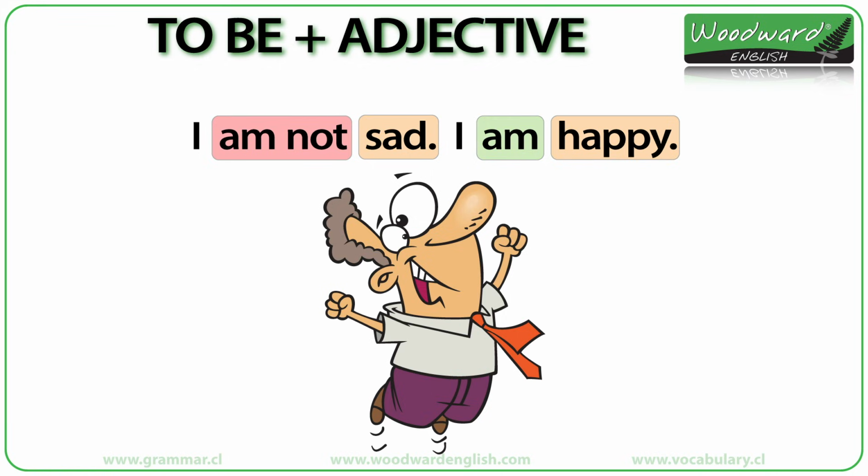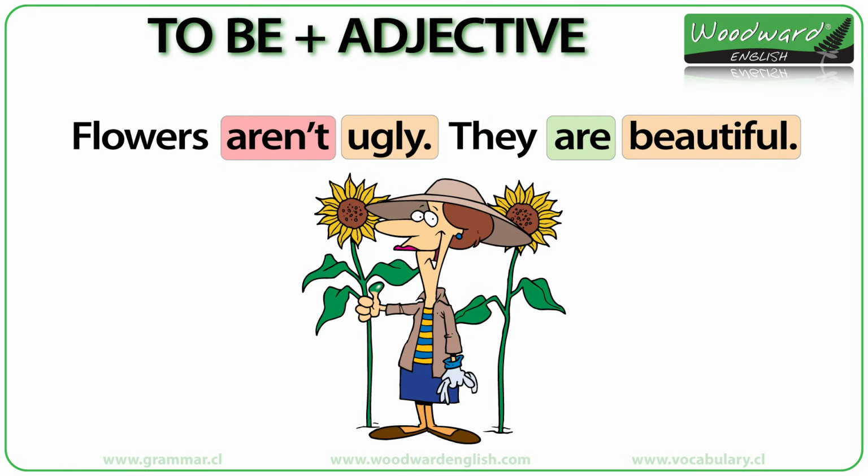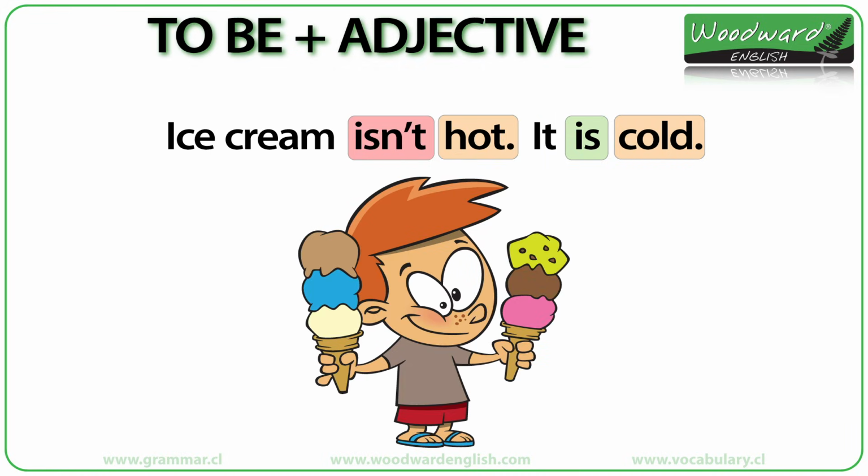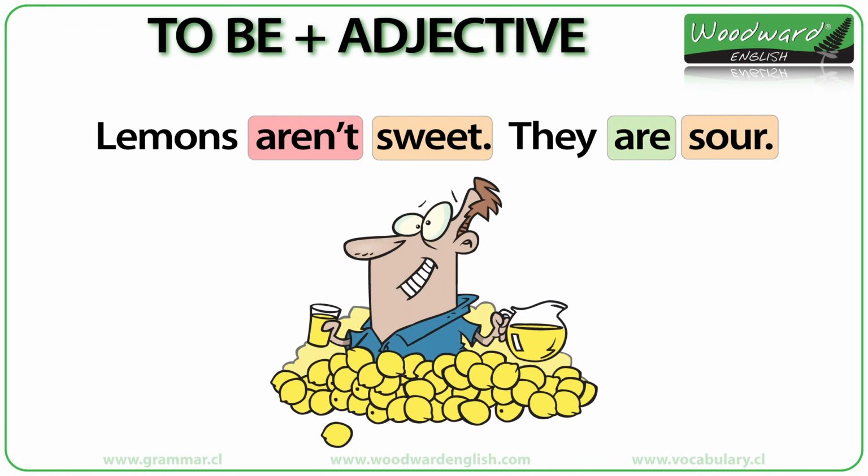Let's look at negative sentences using opposites. I am not sad. I am happy. Flowers aren't ugly. They are beautiful. Ice cream isn't hot. It is cold. Lemons aren't sweet. They are sour.